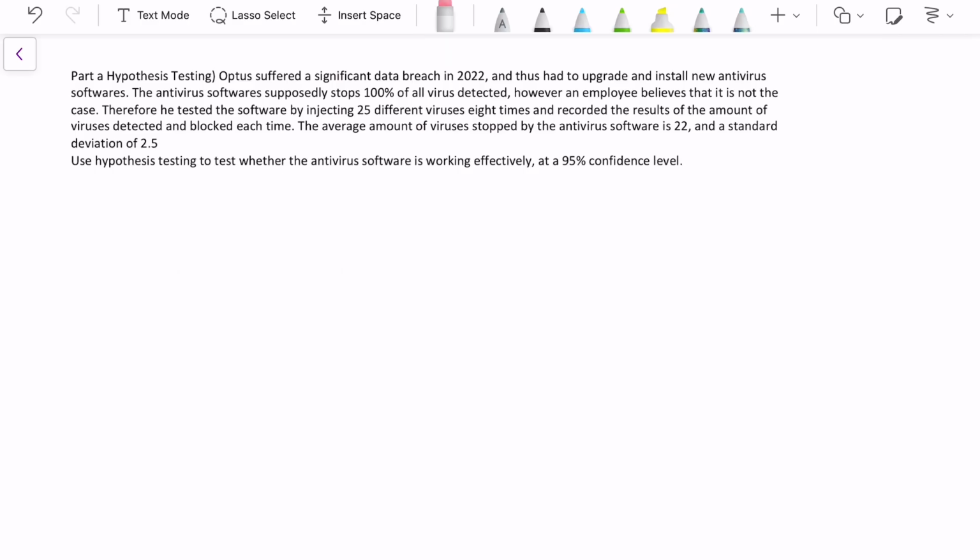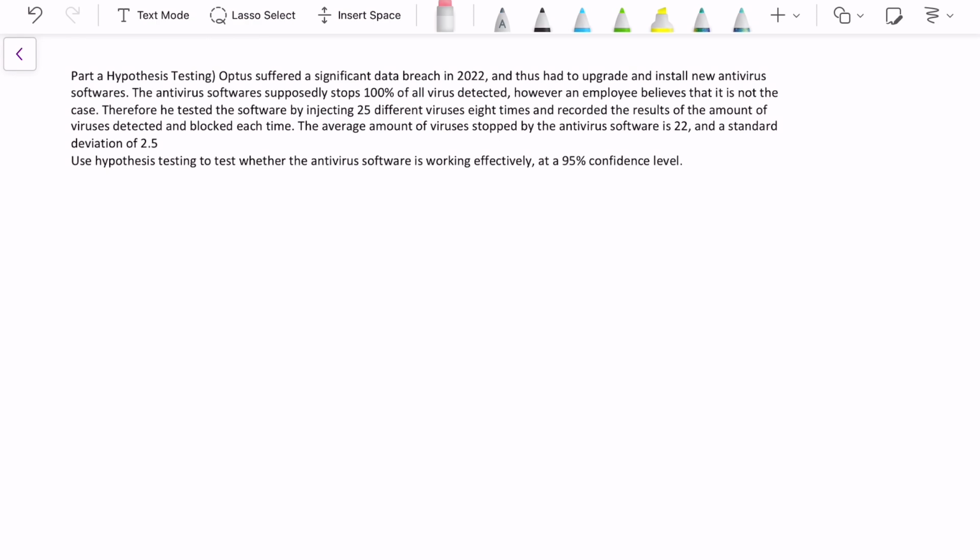Using the Optus data breach as an example, we can test the following question using hypothesis testing. In this problem, Optus is installing new antivirus software. The antivirus software supposedly stops 100% of all viruses detected. However, an employee believes that this is not the case.